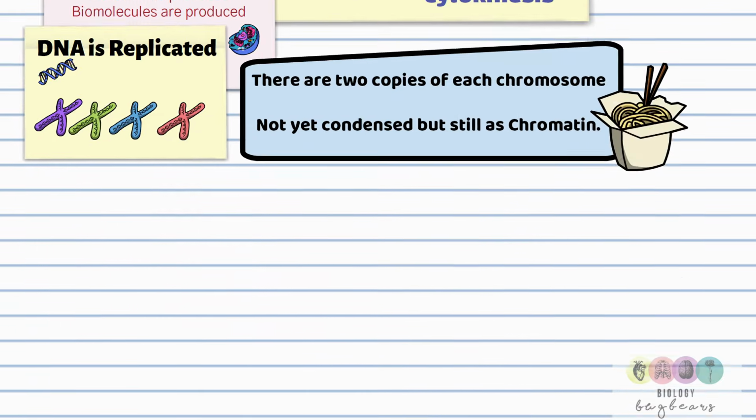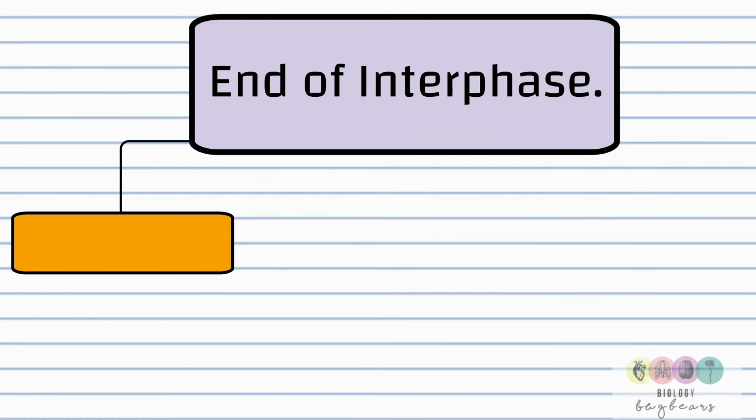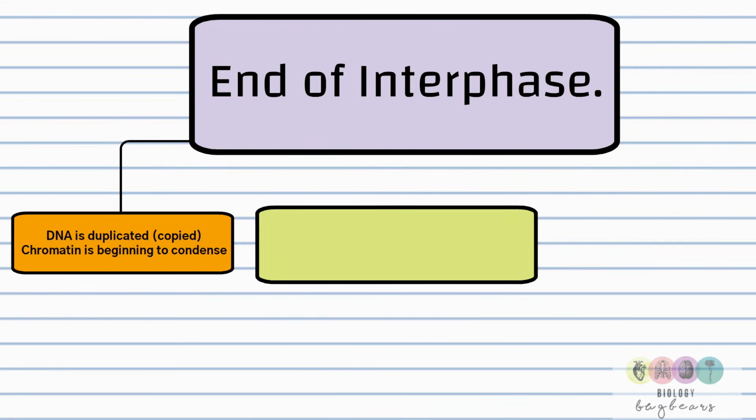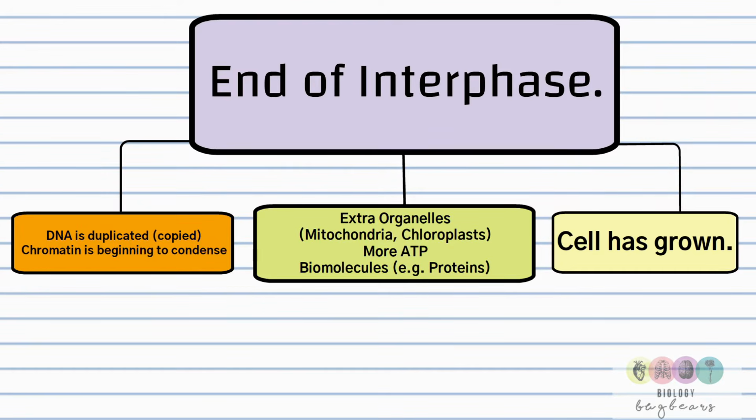So at the end of interphase, exactly what is going on in the cell? Well, firstly, the DNA has duplicated. There are two copies of the DNA. It's still in the format chromatin. So there are extra organelles and more ATP has been produced and stored, but there's also more biomolecules like proteins. But overall, the cell has grown.